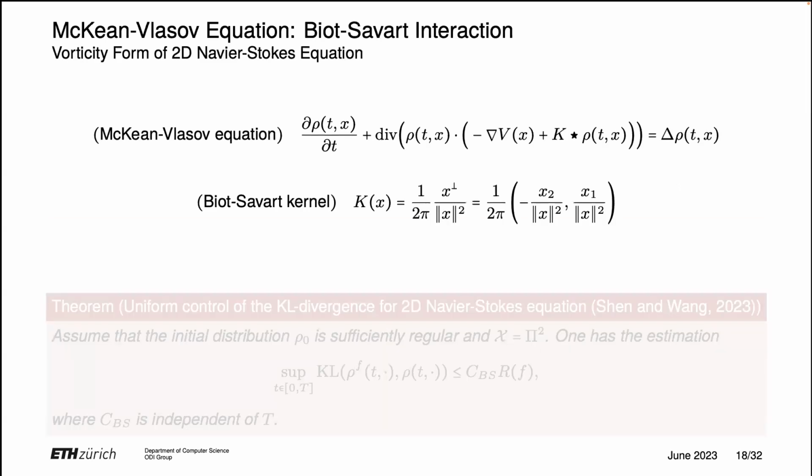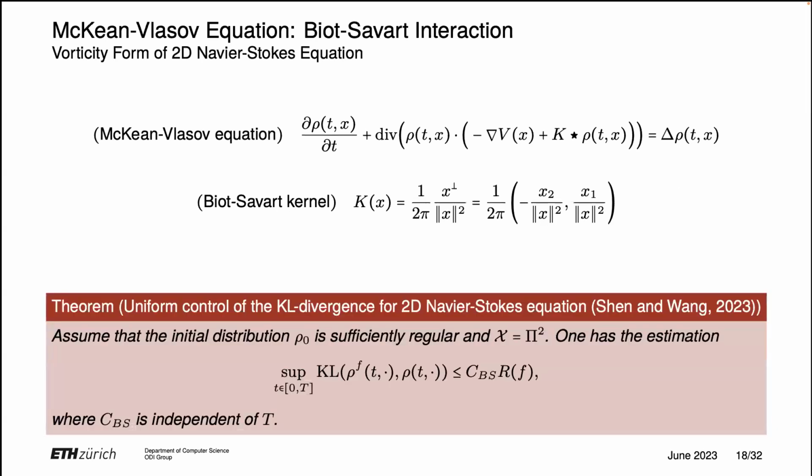Okay, so I will briefly discuss the result for the 2D Navier-Stokes equation. Here, the interaction kernel is the singular Biot-Savart kernel, and we actually obtain a better result compared to the bounded kernel case. It is better in the sense that it is still uniform in time, and the constant before this error potential RF is actually independent of T.